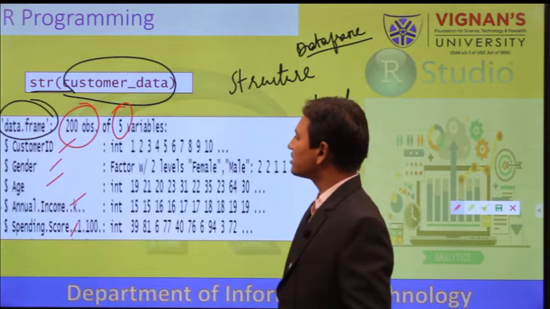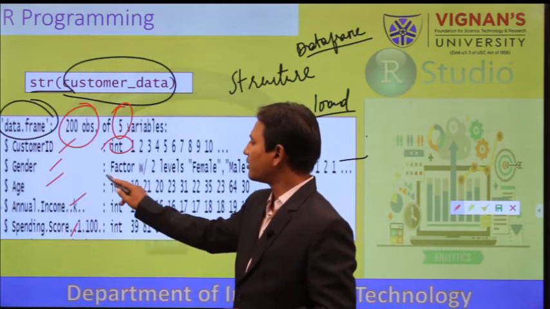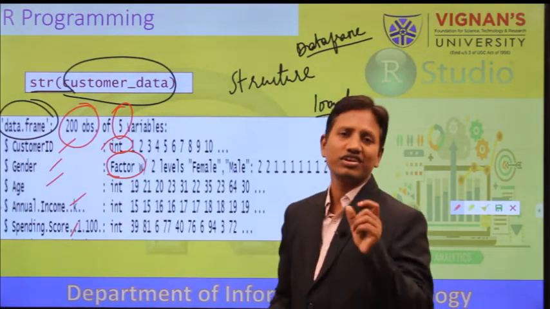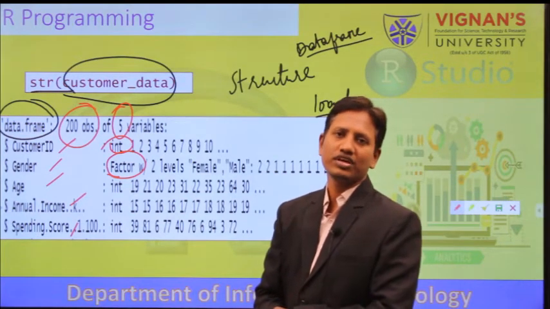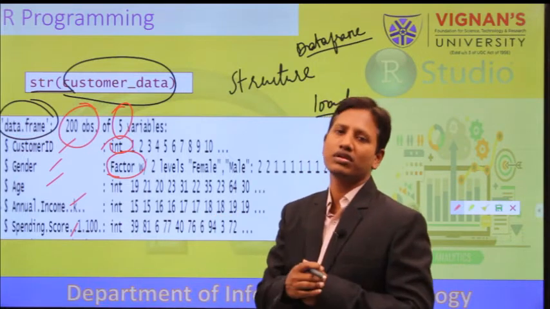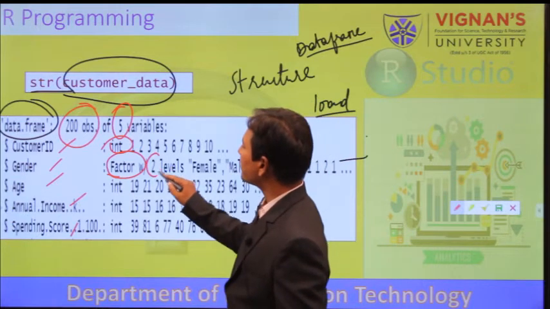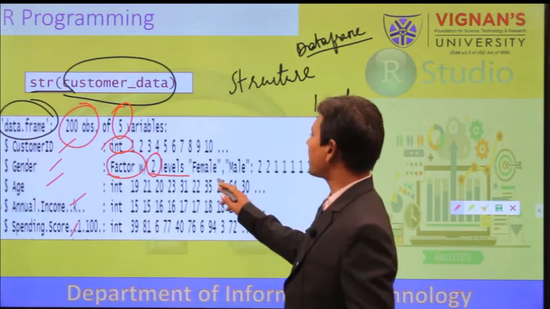And coming to the data types. Customer ID is an integer type, and we have discussed this factor. Gender is a string value, female and male. We have 2, so it identifies how many unique values are available. Only 2 unique values are available. That's why it is showing that the levels are only 2: female and male.